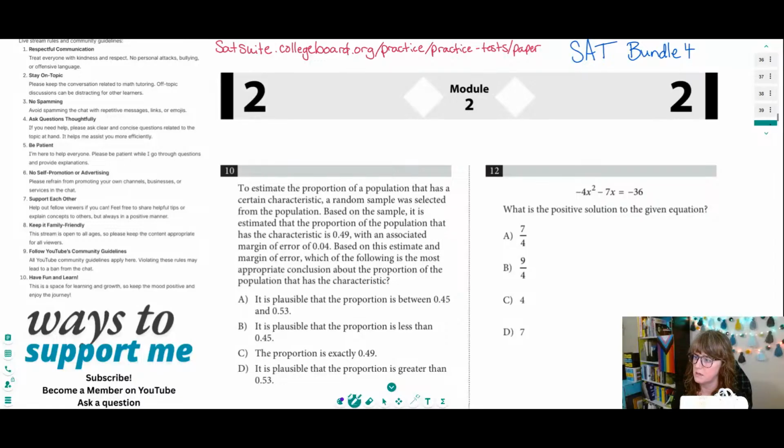Give me just a second, let me get set up over here. Again, we're starting on page 3 because we did the first 2 pages last week.